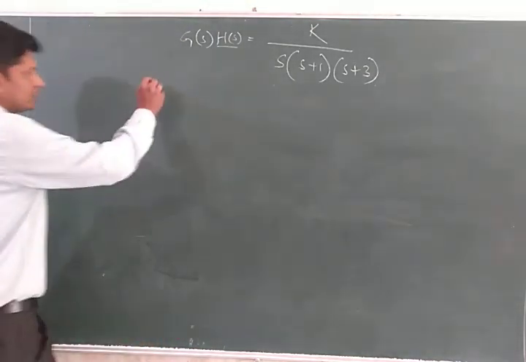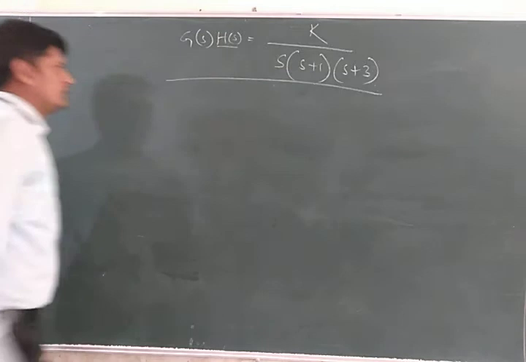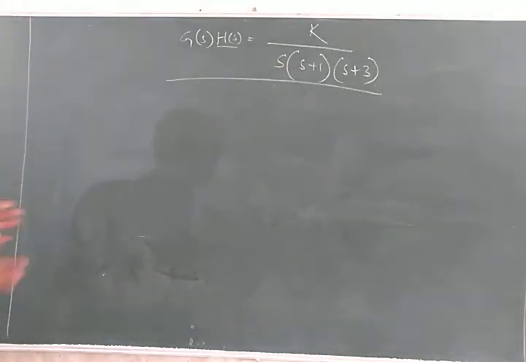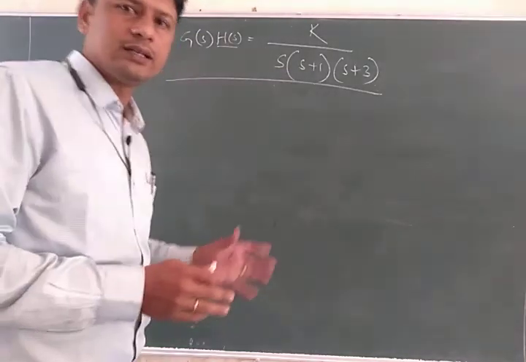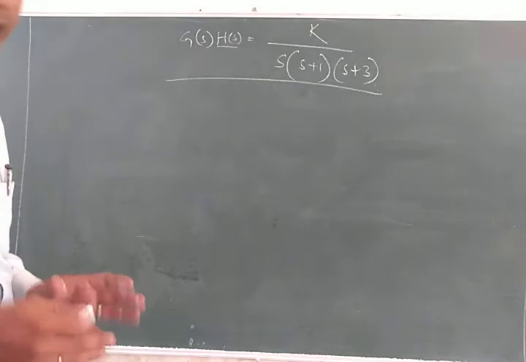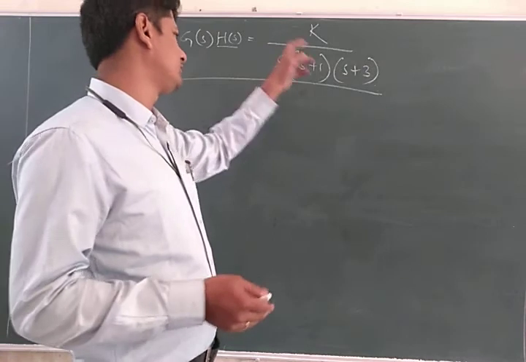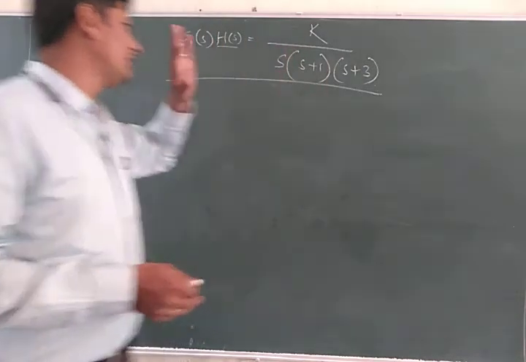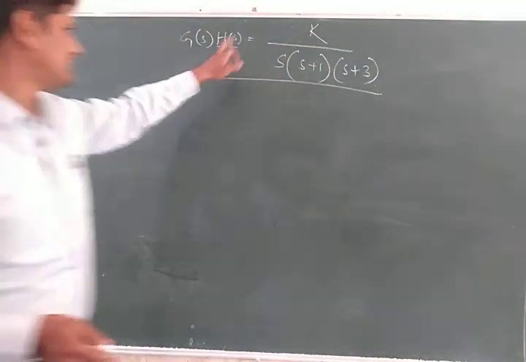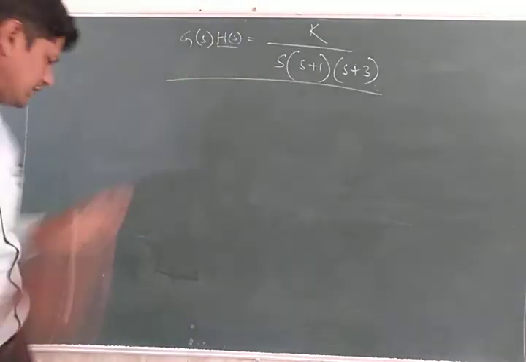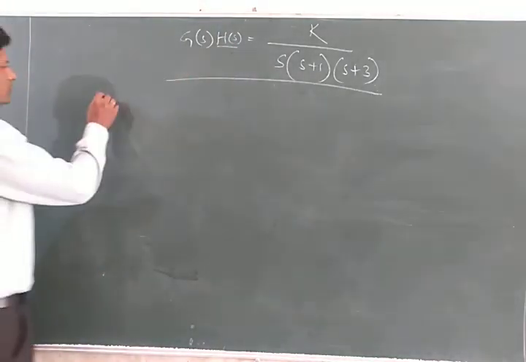This is the data given. We need only the open loop transfer function, and in the open loop transfer function it is given G(s)H(s) equals K divided by s into (s plus 1) into (s plus 3). In most cases H(s) is equal to 1. This is a standard given problem. So we will go to the first step.